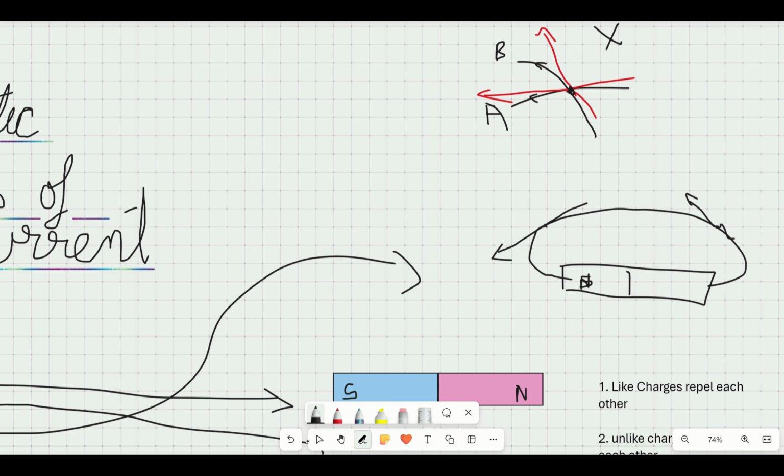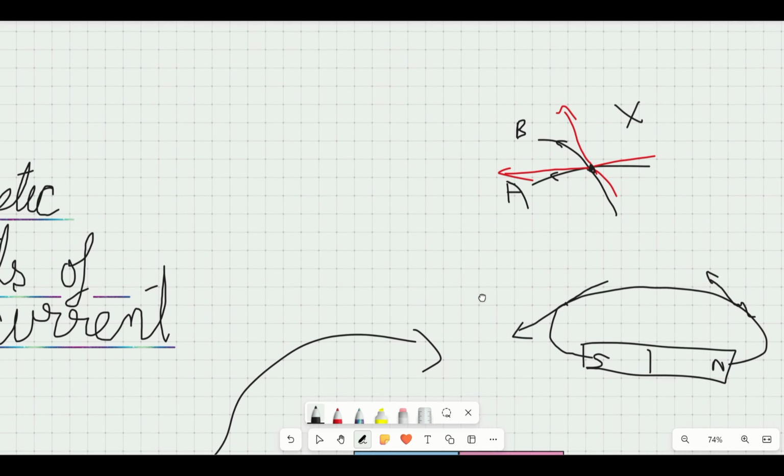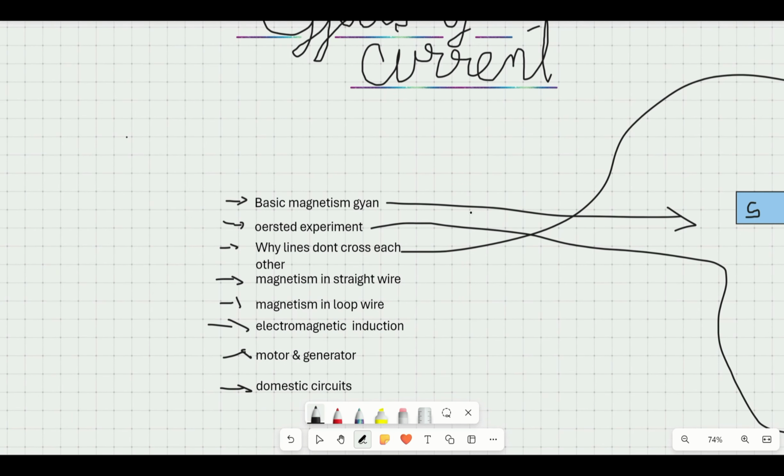Sorry, this will be south, north, yeah. And this is the reason why magnetic field lines do not intersect each other.